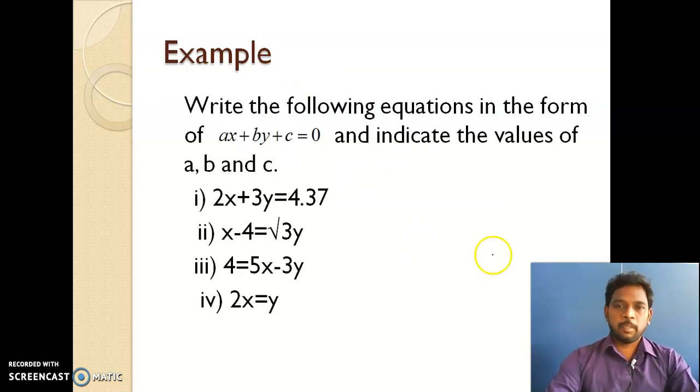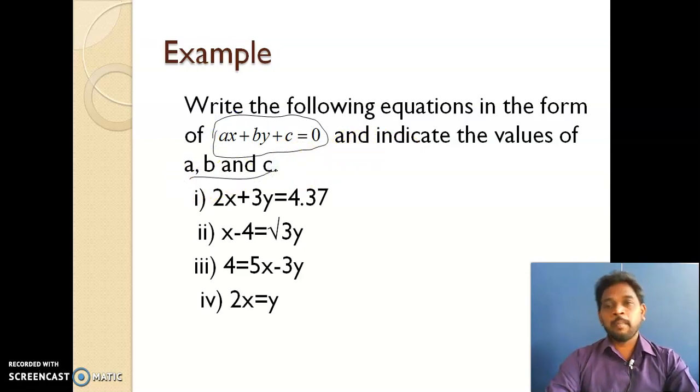So look at the next example. Write the following equations in the form of ax plus by plus c equal to 0. What is the form of this one? It's a linear equation in two variables. And what they're asking is to indicate the values of a, b and c, like in the previous example.